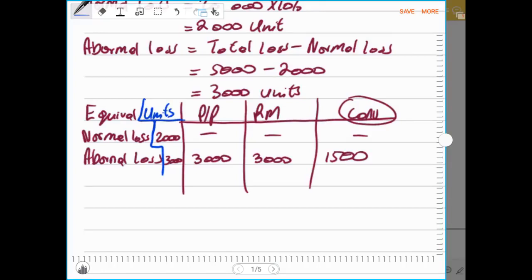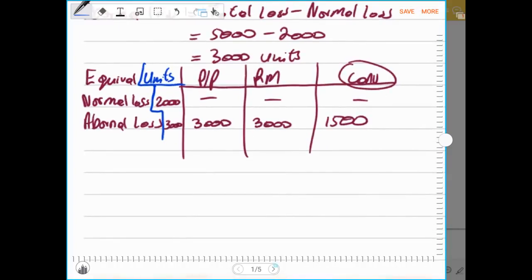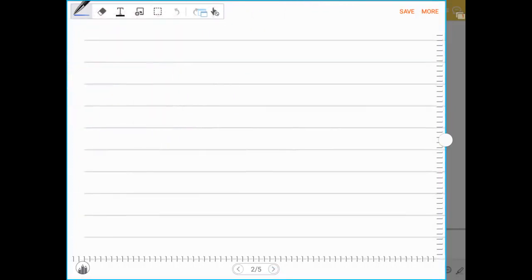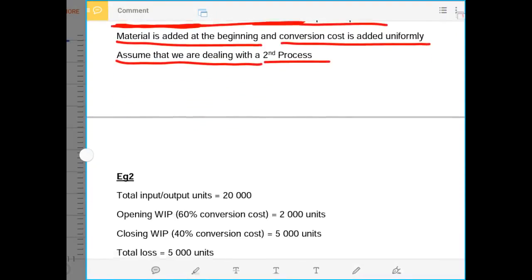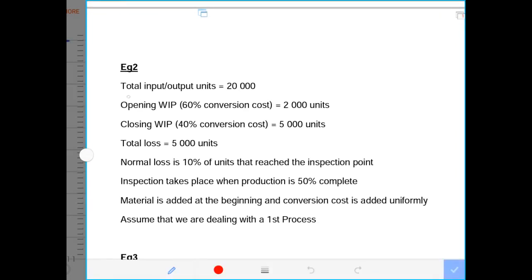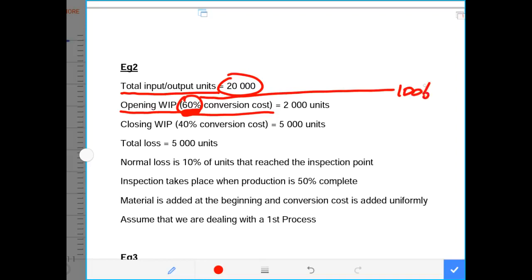Now let us go to the second example, example number 2. Under example number 2, we will read again and do the same calculations. Example number 2 says that total input and output units is 20,000. Again, we started with 20,000 units, and they say opening inventory is 60% in terms of completion. Remember, opening moves from a given percent up to 100%.